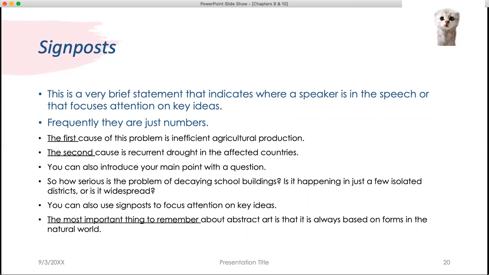You can also use signposts to focus attention on key ideas. The most important thing to remember about abstract art is that it is always based on forms in the natural world. So you'll notice the most important thing to remember is a signpost telling the audience, I want you to focus on what I'm about to say.